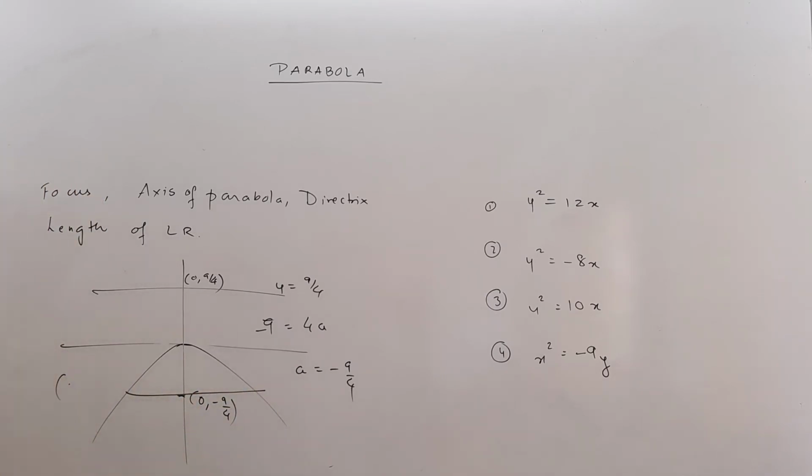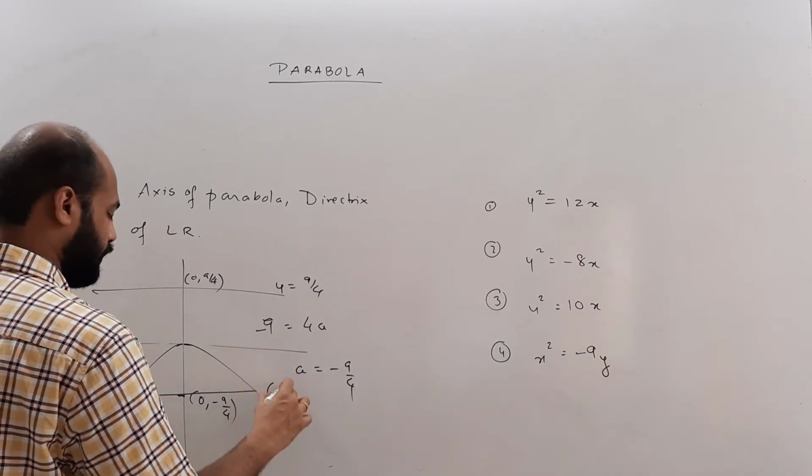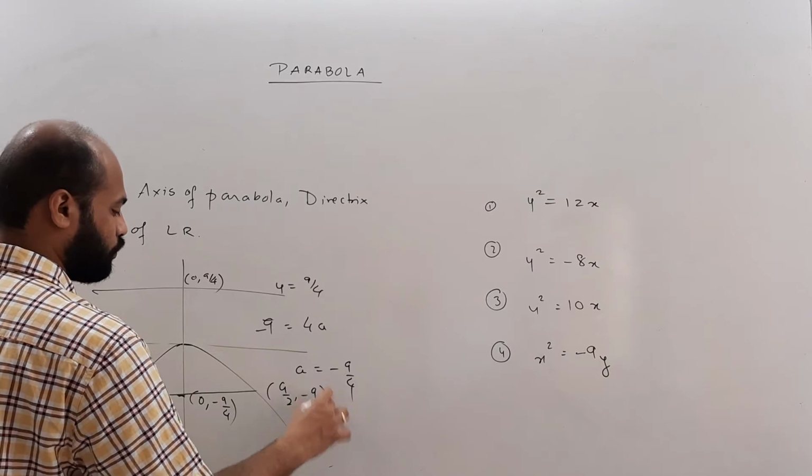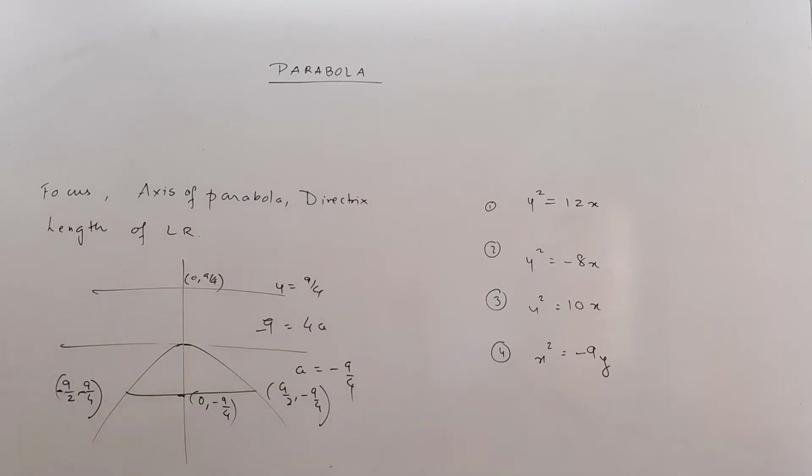of course this is 0. So on this side it's going to be 9 by 2 minus 9 by 2 comma 9 by 4, minus 9 by 4. This side it's going to be 9 by 2 comma minus 9 by 4. So overall the length of this is going to be 18 by 4 or 9 by 2. I'm sorry, it should be 9. The overall length of the latus rectum is going to be 9 by 2 and 9 by 2. So overall it's going to be 9. So length of LR is going to be 9 in this case.